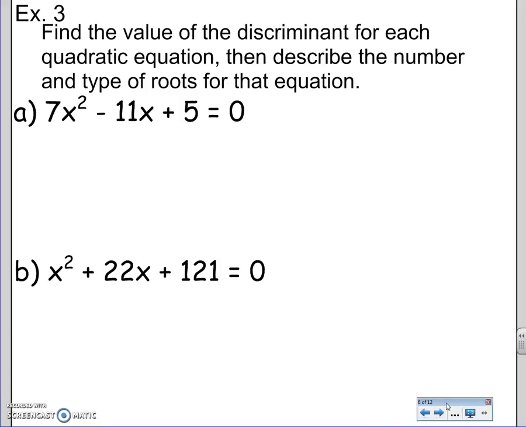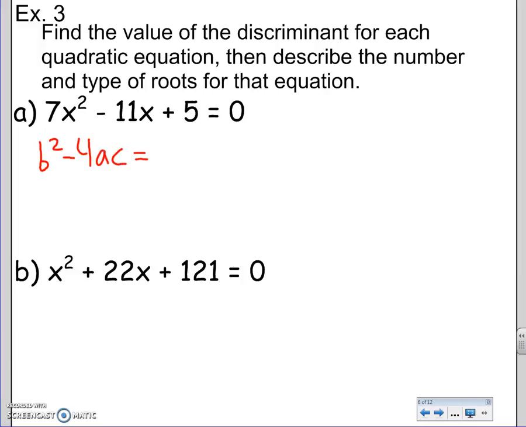So using that, find the value of the discriminant for each quadratic equation, then describe the number and type of roots for that equation. Now, if you solve this like normal, doing the full quadratic formula, you will get the right answer. You'll be fine. That's overkill, though. It just says find the value of the discriminant. It doesn't say solve. So I'm going to go straight to the discriminant. Discriminant was just b squared minus 4ac, that thing inside the square root.